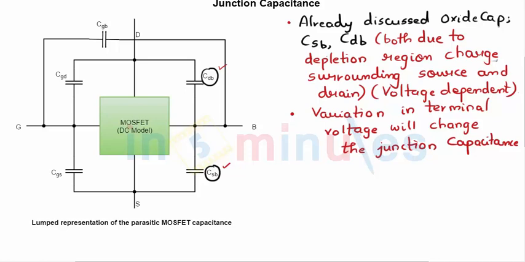As you keep on varying your terminal voltages, specifically your drain voltage, the depletion region charge will keep on changing, which in turn will change the value of your junction capacitance. We'll come to why it's called junction. So these are the basics.